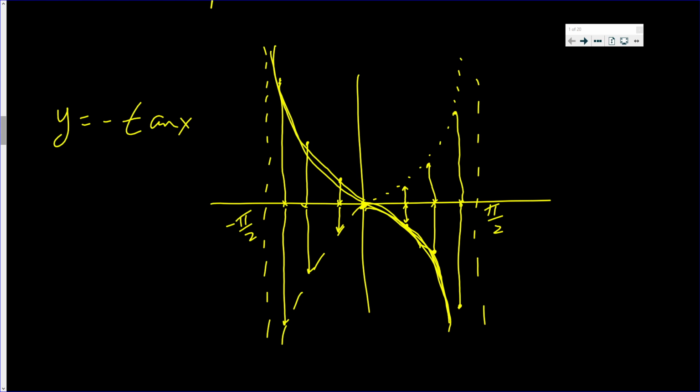That is the graph of negative tan x. And if I put a negative 3 in front, it's still this graph. It's still that graph. Always label your x and your y-axis.